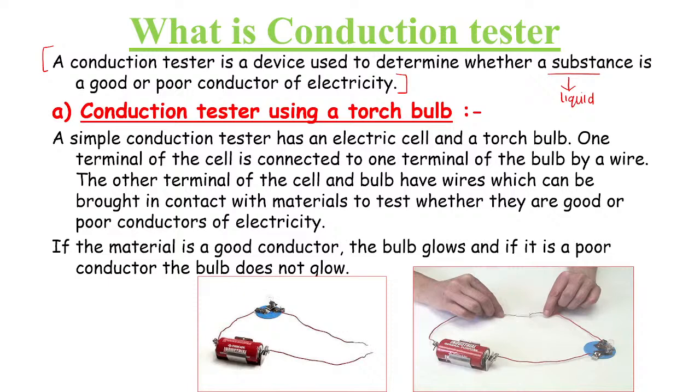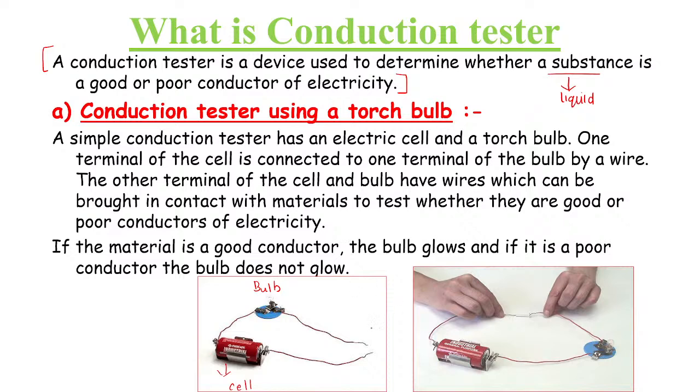You can make a conduction tester using a simple torch bulb. That's nothing but a simple electric circuit. What do you need? A battery or a cell. Okay, you need a bulb. And you need to make a small connection between them, and it will act as a conduction tester.